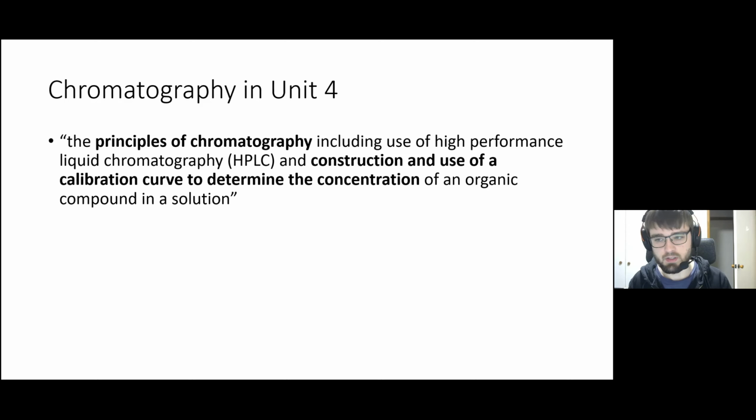Again, the focus for this unit is on organic compounds, but it would be exactly the same if you're looking at anything else. I haven't yet seen an exam question on it, but it does specify here construction as well as the use of a calibration curve. So theoretically, maybe you could be asked to construct a calibration curve. I'll show you how to do that, but if you can make a linear graph, you should be able to do that anyway.